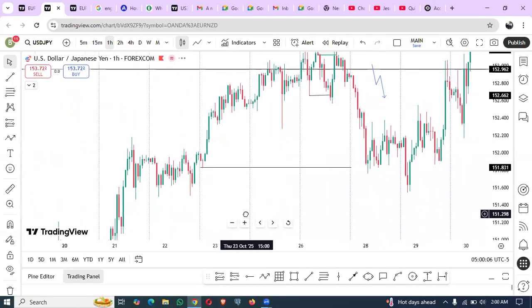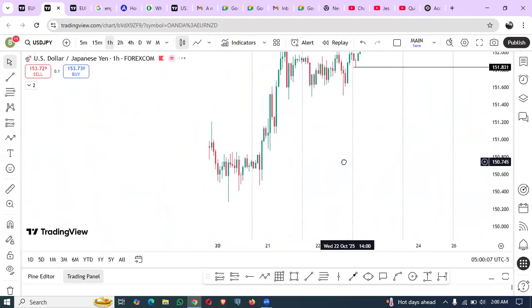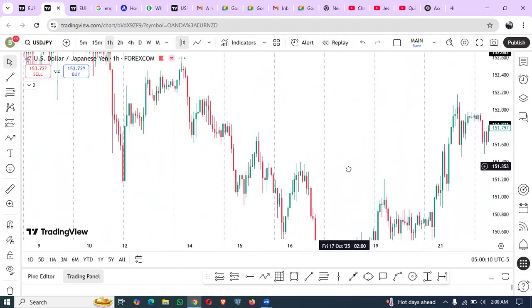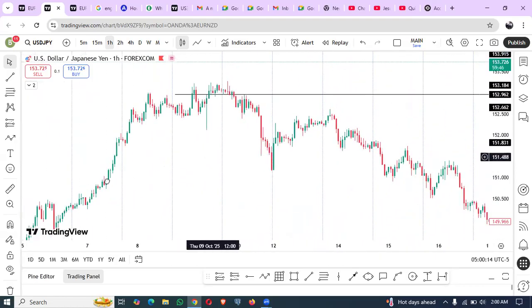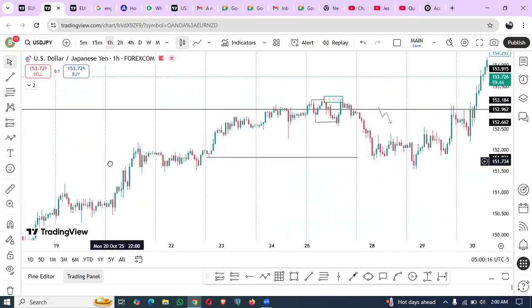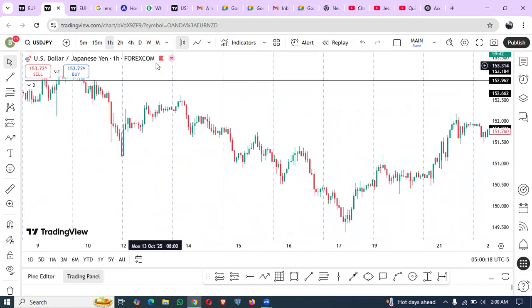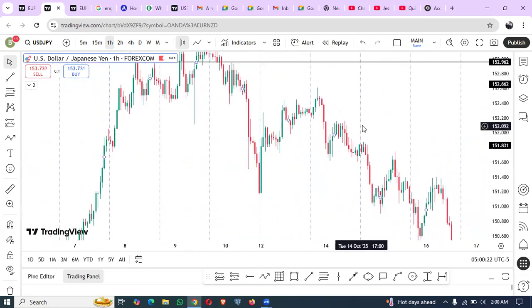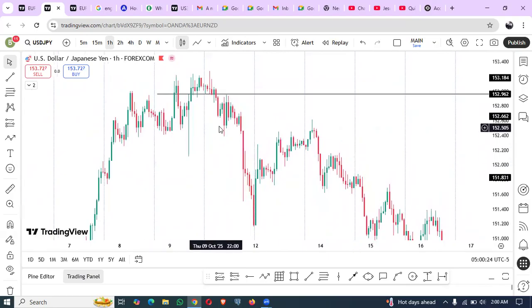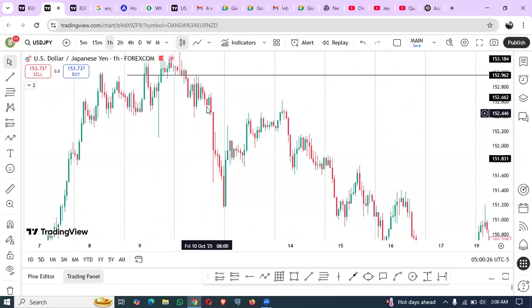Then let's check if I can get the other ones and show us. Let's check if I can see some. That one is done. Okay, good. If you look here now, the trend is a little bearish.